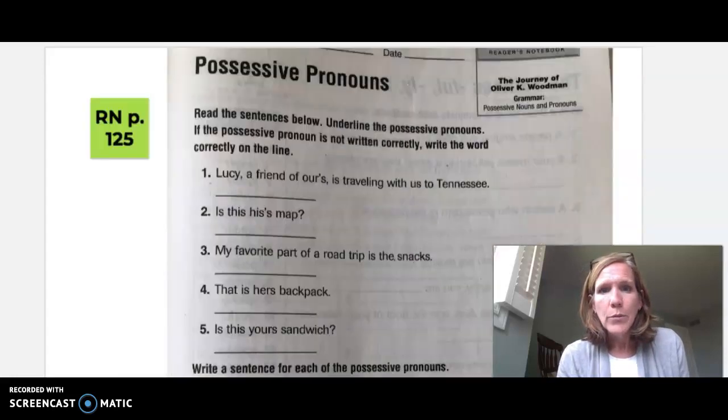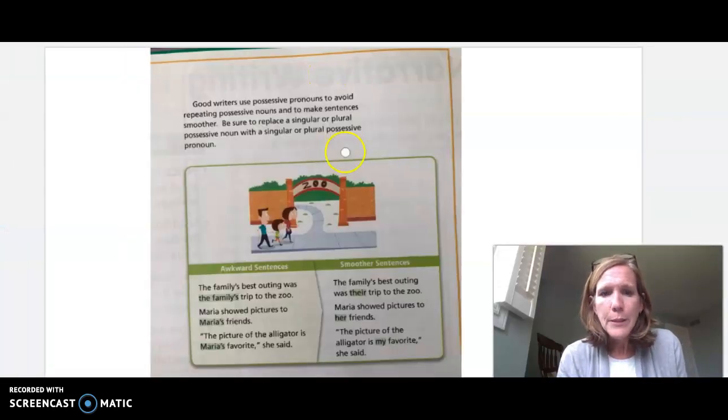So the next, sorry, hold on. The next page in our reader says exactly what I just told you. Good writers use possessive pronouns to avoid repeating possessive nouns and to make sentences smoother. So listen to this sentence down here.